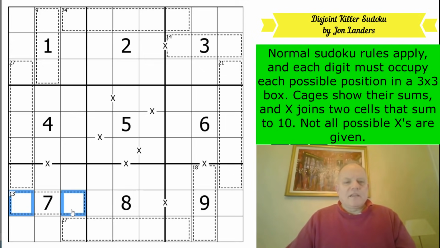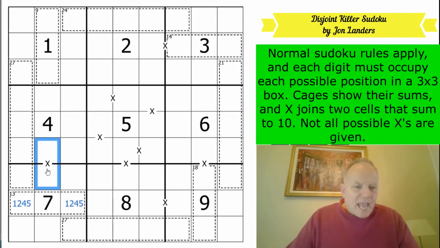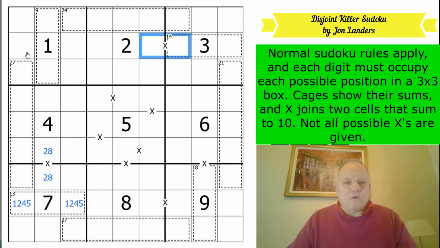This 13 has already got a 7 in it, so it either needs a 2-4 pair or a 1-5 pair to make up the other 6. Hang on. This X is in a column with 1, 4, and 7 already gone, so it can't be made up of 1, 9, 3, 7, or 4, 6. The other pair that adds up to 10 is 2, 8. That's going to work up here as well. 1, 2, and 3 being gone means this has to be a 4, 6 pair.